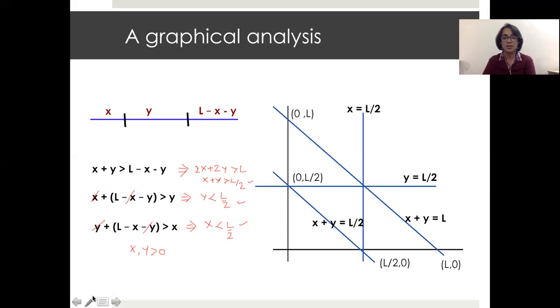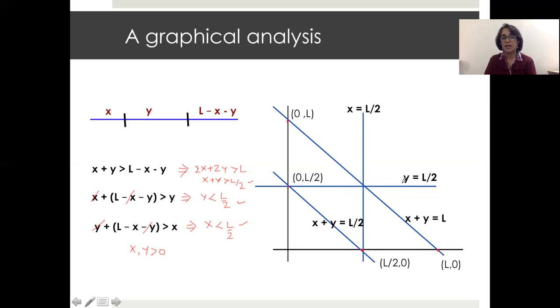What we get is an interesting scenario like this, where let us assume this is the x-axis, which represents all the parts of length x. The y-axis represents all the parts of length y. Let us notice some of the points on this. Let this point be L comma 0 and this be 0 comma L. If I join this line, the equation of this line will be x plus y equal to L. Similarly, this point is L by 2 comma 0 and this point is 0 comma L by 2. If I join these two points, I get the line x plus y equal to L by 2.